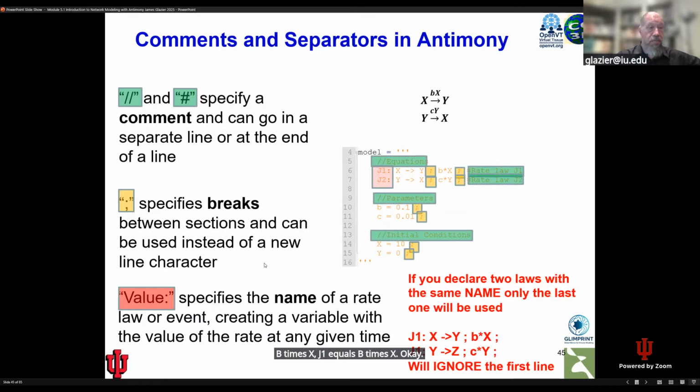If you decide to name things, the names have to be unique. If I name two things J1, it's going to ignore the first one. That's an easy way to make mistakes when you combine code from multiple places.